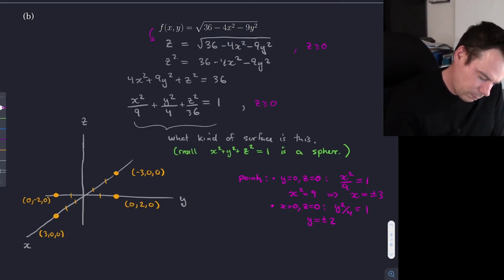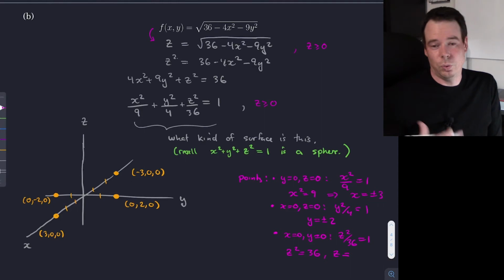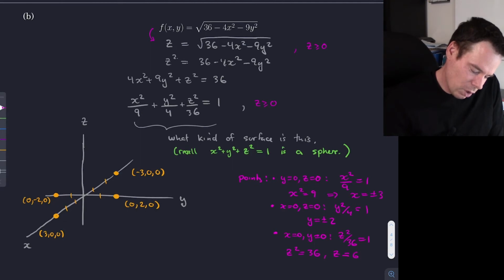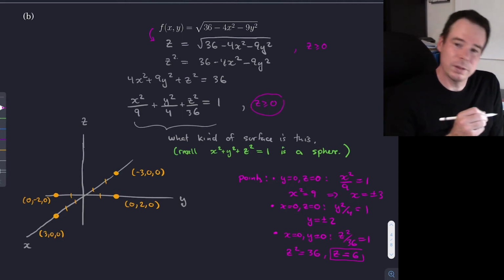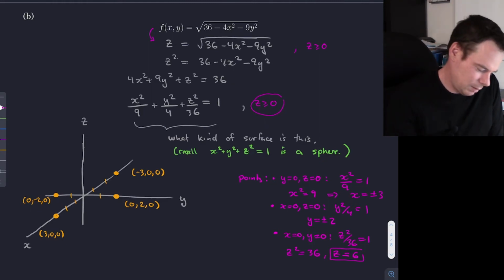And lastly, what about when it hits the z-axis? This is when x is 0 and y is 0. And so that means we have z squared over 36 is 1, or z squared is equal to 36. So z is equal to just 6, not negative 6. Why is that? Because z is positive. Z is the value that's coming out of the function, and at the very top of the page, the values that come out are the positive square roots. So right down here, we've got just z is 6 that's coming out.